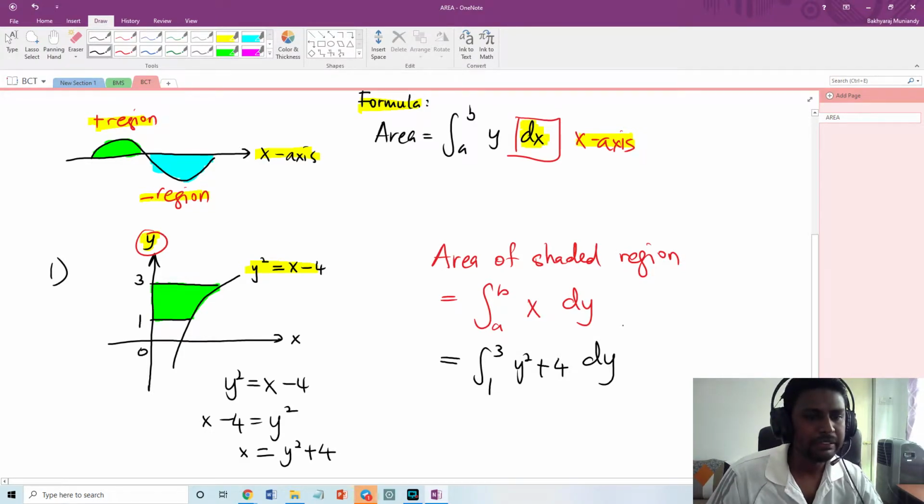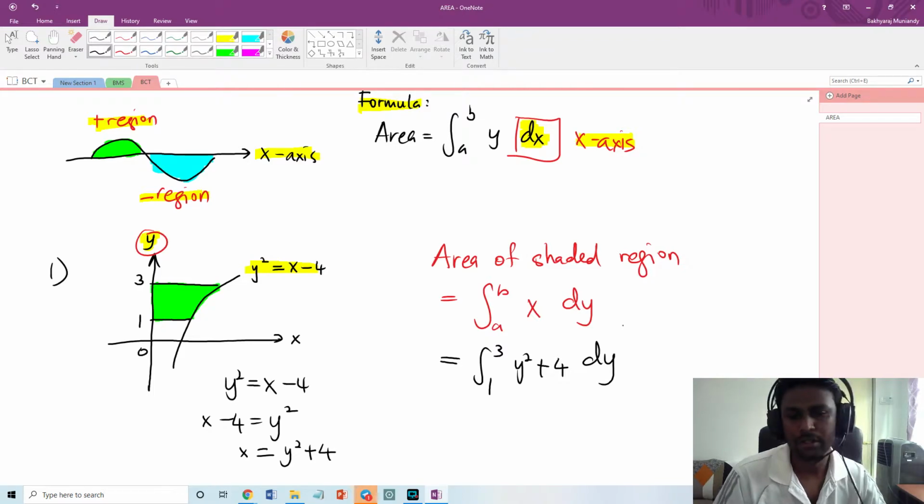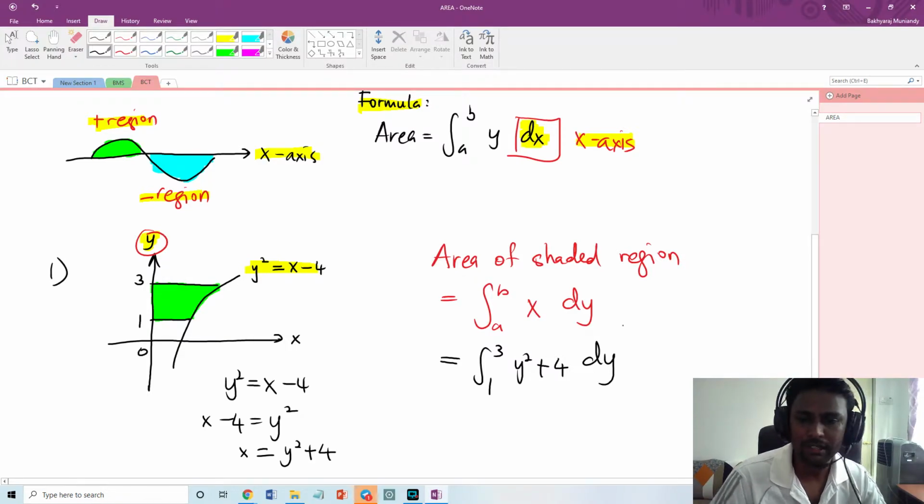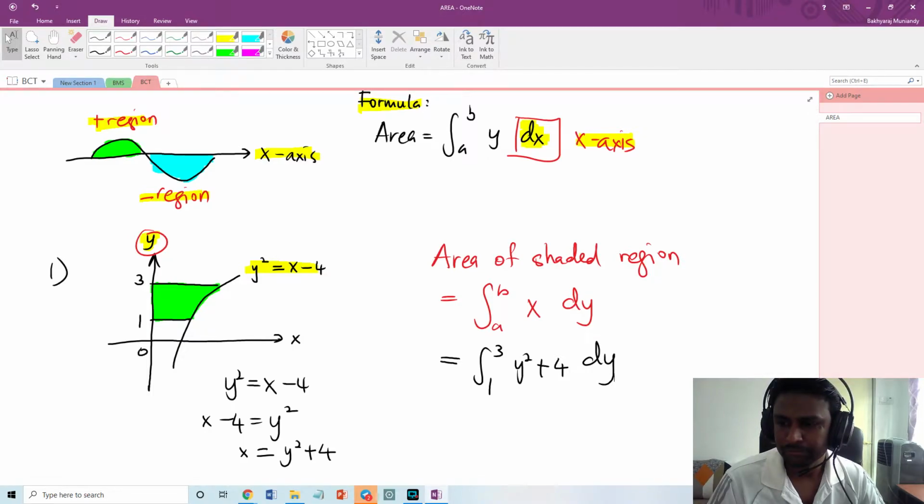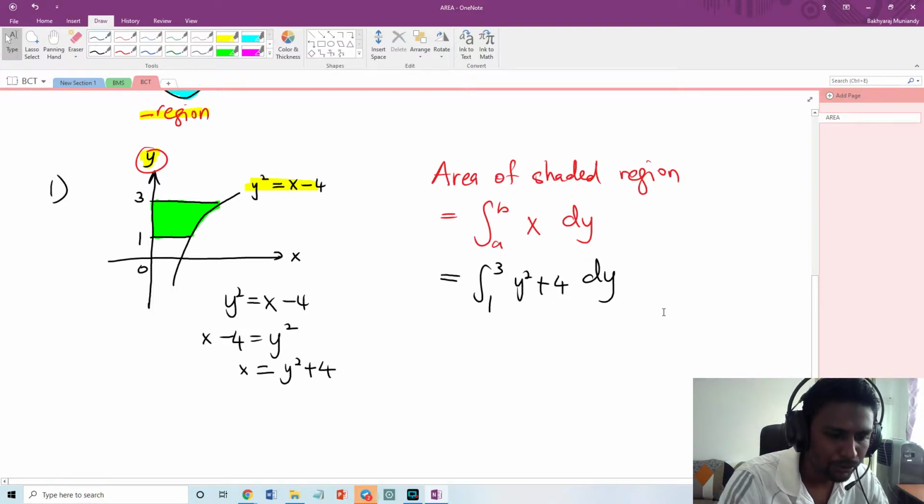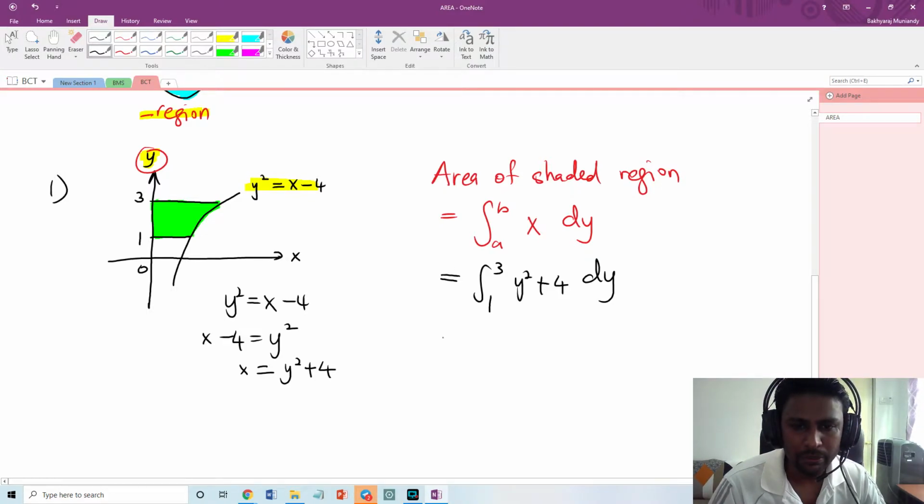Sometimes you won't get the expression exactly ready to substitute, so you need to do some manipulation. Here the formula is given, but it is not in the direct form, so you have to manipulate it so that you can substitute into the formula. Next, we want to integrate. So we integrate this: y squared, you get what?